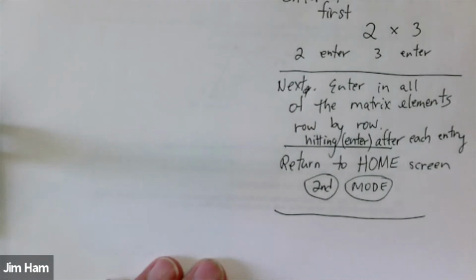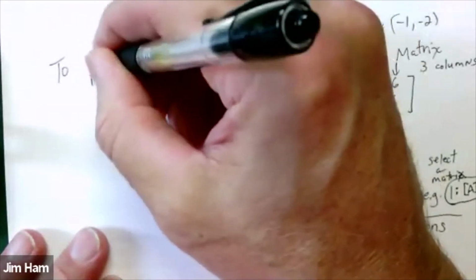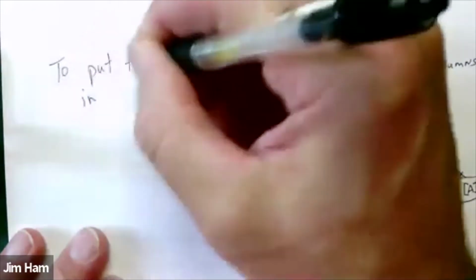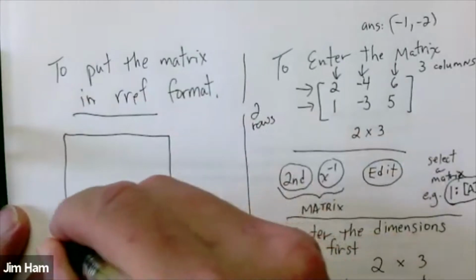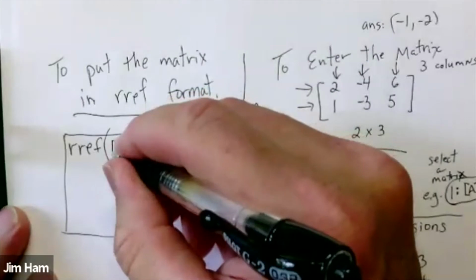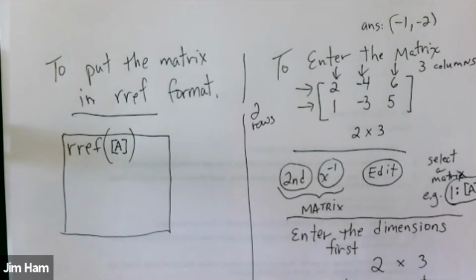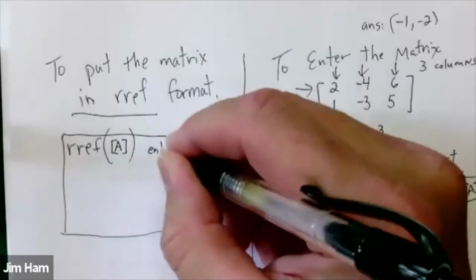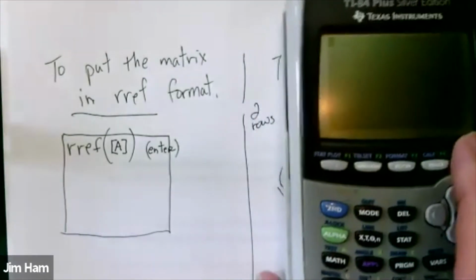So after you enter the matrix, the only other thing you have to do is to put the matrix in RREF form. Now on the home screen, all you want to see is RREF in a parenthesis, and then inside here you want to see the matrix where you entered all of the elements, and I chose matrix A. And then after you see that, hit enter, and the matrix that you're after will be returned. Here's what it looks like.